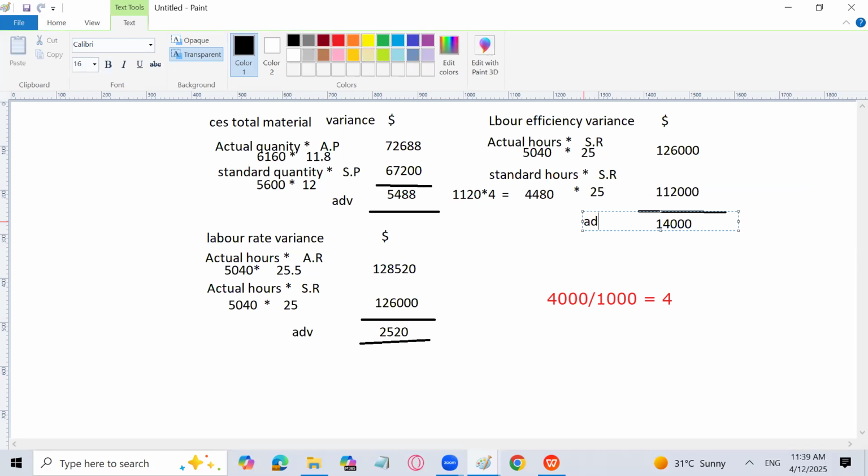According to standard, you should have taken 4480 hours to produce 1120 units, but you are taking 5040 hours. So the labor efficiency variance is adverse because the labor is not efficient. Maybe labor is not that skilled, and they are taking more time to produce the same number of units. Okay. Now, I will go with the total labor variance.